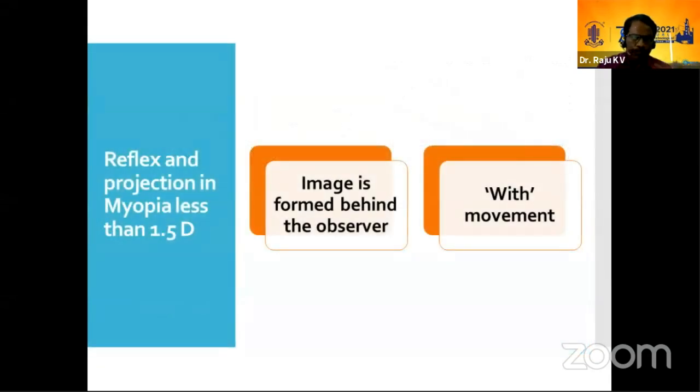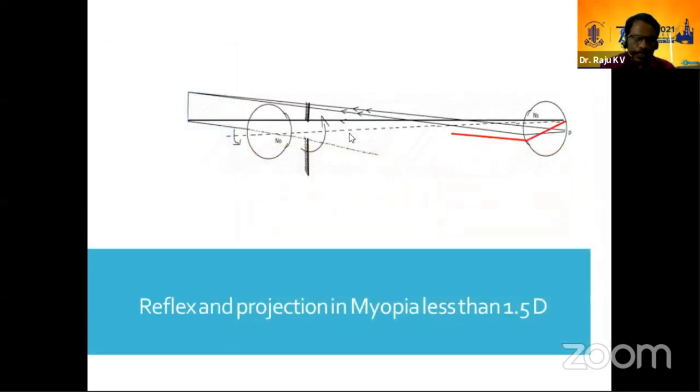Now the reflex and projection in myopia of less than 1.5 D: the image is formed behind the observer. In this case also we'll get a with movement, and you can see that the image is formed here, and the other optics are almost the same. It is crossing the principal axis and reaches the retina of the observer.